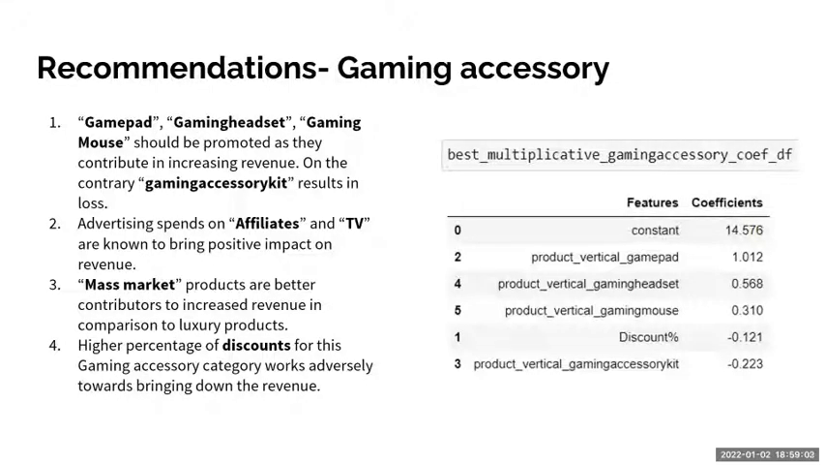There's the concept of ranking. The RFE is a ranking, right? So I have used that. Mass market products are better, and you can see that higher percent discounts don't work for this category. So as a business analyst, I would recommend to stop giving the higher percent discount for gaming accessory.